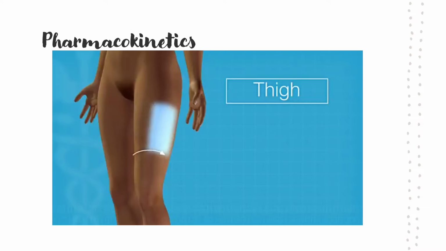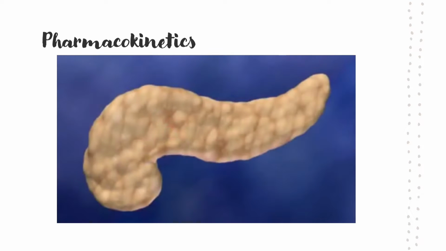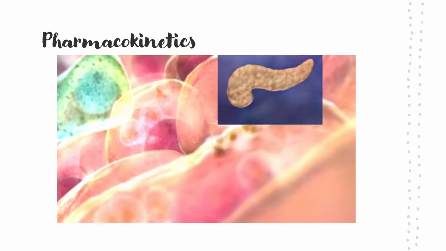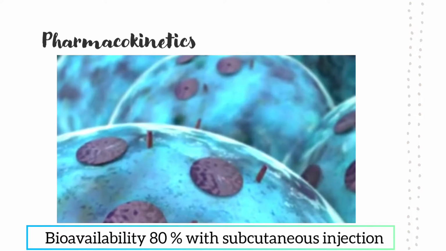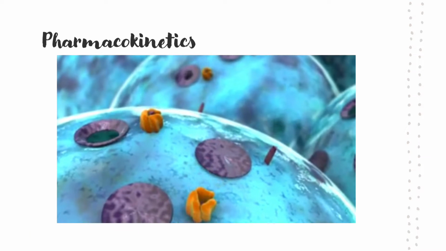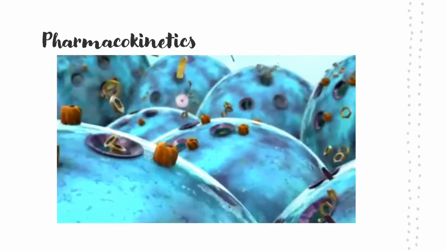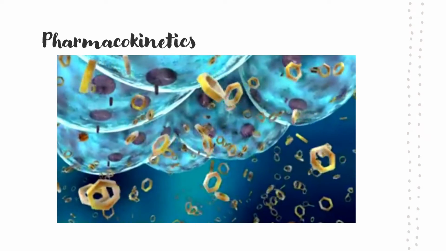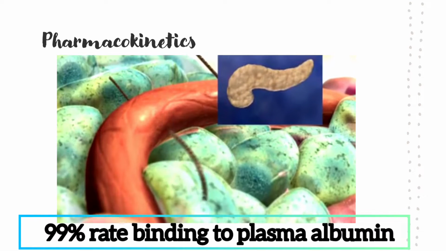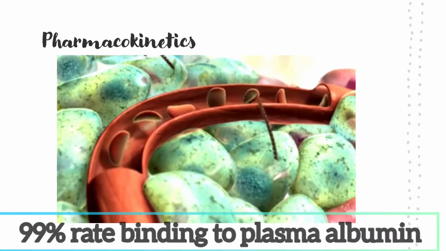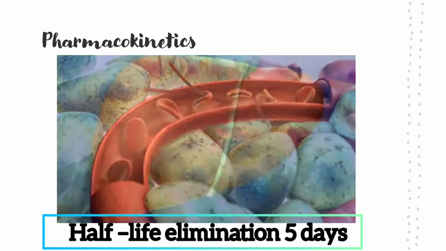Tirzepatide is injected subcutaneously in the thigh, abdomen, or the back of the upper arm. The maximum plasma concentration ranges from 8 to 72 hours. After subcutaneous injection, the bioavailability of tirzepatide is 80%. Tirzepatide selectively binds to and activates both GIP and GLP-1 receptors, which target native GIP and GLP-1 hormones. It is highly bound to plasma albumin, by 99%. The half-life of tirzepatide is 5 days, which allows once-weekly dosing.